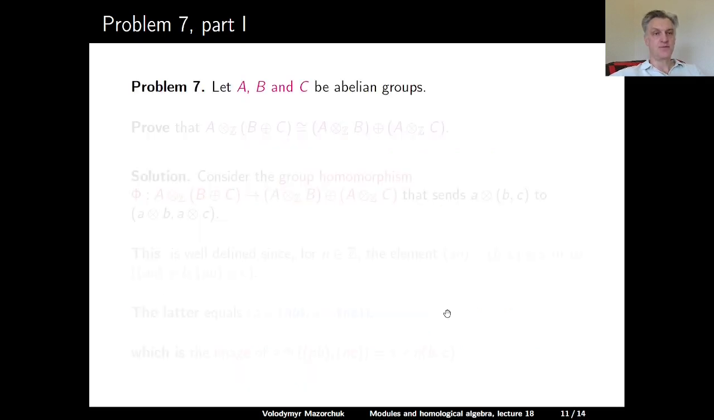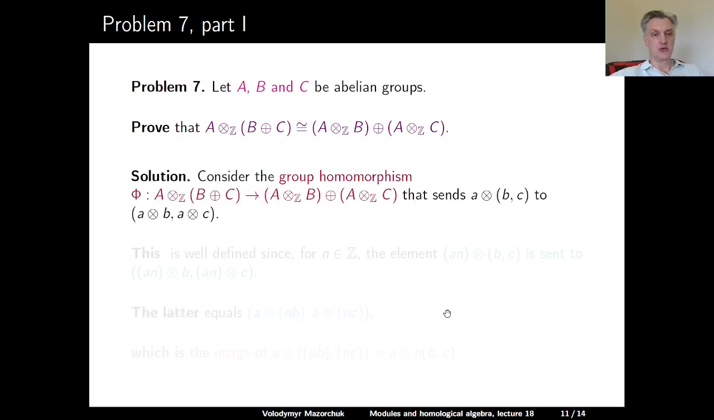Problem 7. Let A, B, and C be abelian groups. Prove that the tensor product of A with the direct sum of B and C is isomorphic to the direct sum of the tensor product of A with B and the tensor product of A with C. Solution. Consider the group homomorphism phi from the left-hand side to the right-hand side.